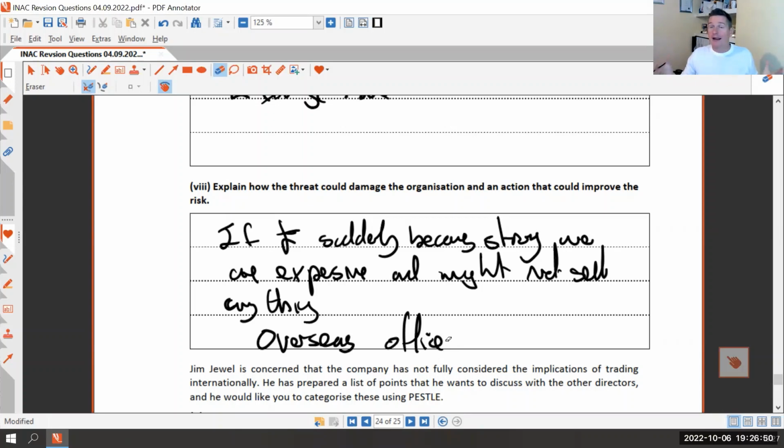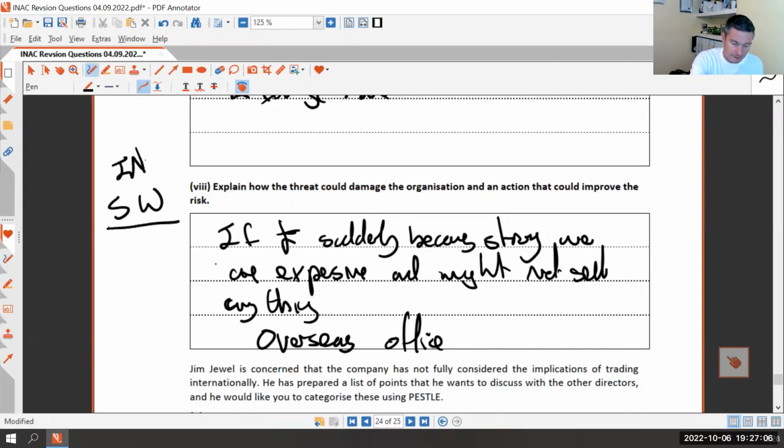So this is why it is human marked, because as long as you justify it and explain it, they've got to give you the marks. But just remember, to get it to work, the strengths and weaknesses should be internal, and the opportunities and threats should be external.